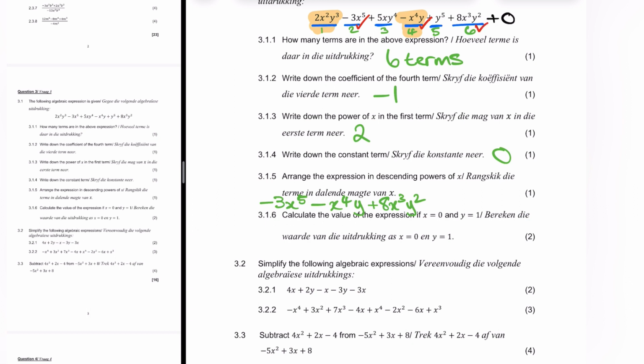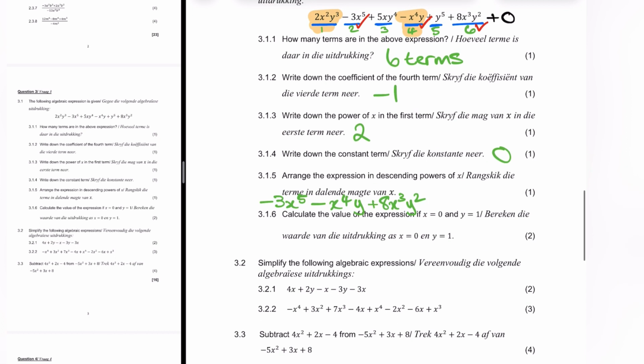Nou soek ons die een met x tot die mag 2, so dit is die eerste term daarso. So dit is plus 2x tot die mag 2 y tot die mag 3. Ek kan dit aftik. En nou soek ek nog die een met x tot die mag 1 en dit is natuurlik die derde term, so dit is plus 5xy tot die mag 4. En daai is dan daar een.